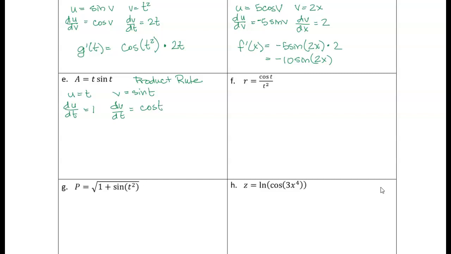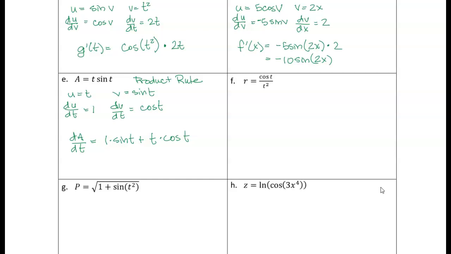All right, so now I need to use the product rule. So dA dt is equal to, I'm going to take the derivative of the first times the second. So 1 times sine of t plus the first times the derivative of the second. So that's just using the product rule.